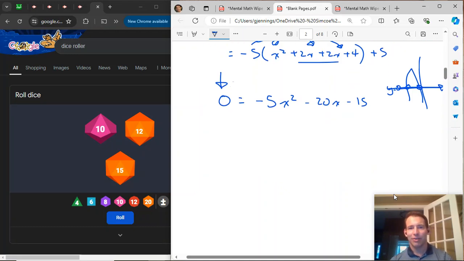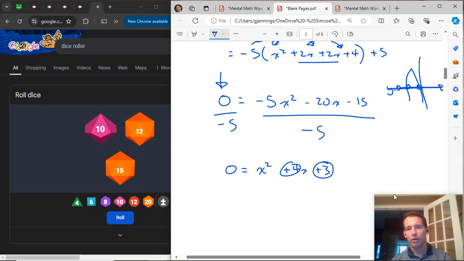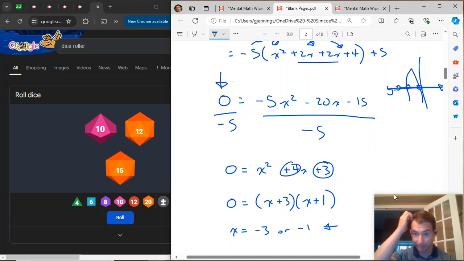Here I notice that I can divide both sides by negative 5, and it makes it very simple. 0 divided by negative 5 is still 0. x squared plus 4x plus 3. We're going to multiply to 3 and add to 4. Those numbers are 3 and 1. And this gives us the roots. x equals minus 3 or minus 1. Much easier than quadratic formula.